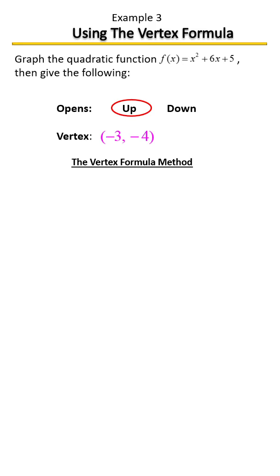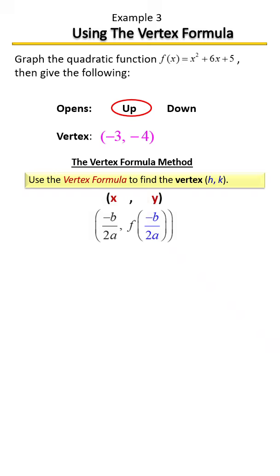Another method you can use for identifying the vertex when it's in standard form is the vertex formula. So here is the vertex formula. To find your x value, it's minus b over 2a. Once you get that value, you'll plug it into your function itself, and that will give you your y value.